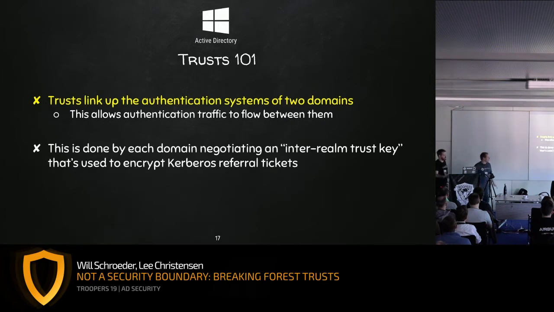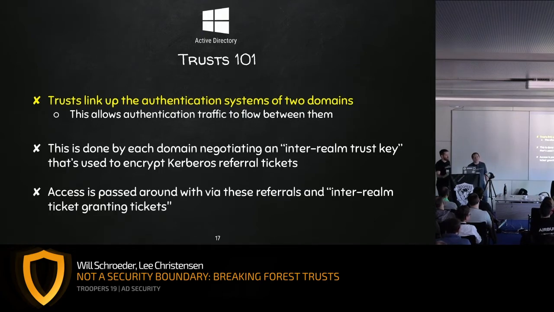How this works is that when a trust is set up, what gets created is an inter-realm trust key. This is just an encryption key that's used to encrypt Kerberos referral tickets. If I'm a user and I want to access a resource in another domain, during the Kerberos process, one of those tickets is encrypted using the inter-realm trust key that's created. There are different referrals that go on when I'm accessing that other domain. Again, the inter-realm trust key encrypts the inter-realm ticket granting ticket.